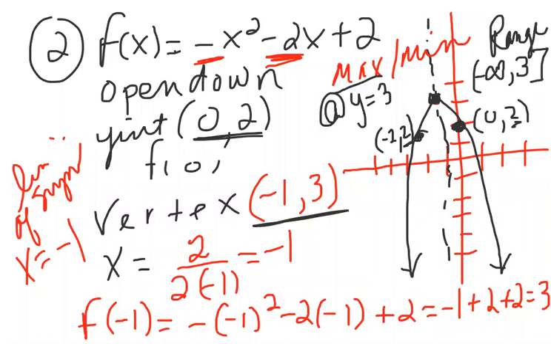Why does the 3 have a bracket? Because the 3 is part of the graph. Remember, that's the vertex. Okay, it's at (-1, 3). So the 3 is part of the graph. That's why you want to include it. All right.